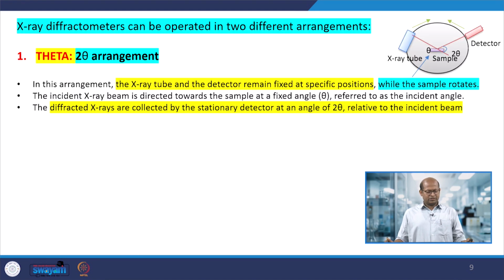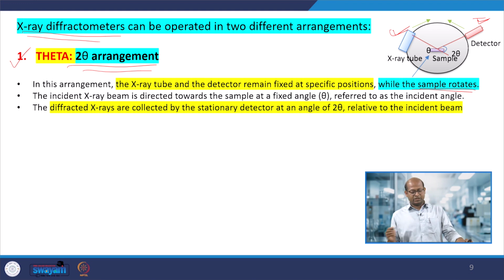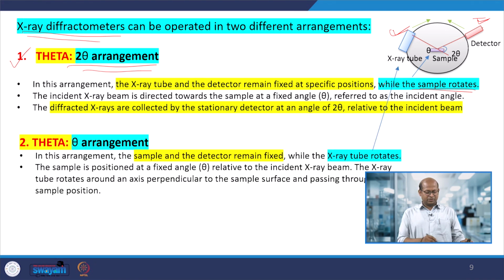Here I said that the X-ray diffractometer can operate in two different ways. The first one is the 2 theta arrangement. Here the X-ray tube and the detector remain fixed, as in most X-ray diffractometers, and only the sample rotates from a specific angle to a higher angle. With a specific step size, it moves gradually and the X-ray diffraction pattern is collected. Okay, and another one is the theta arrangement.